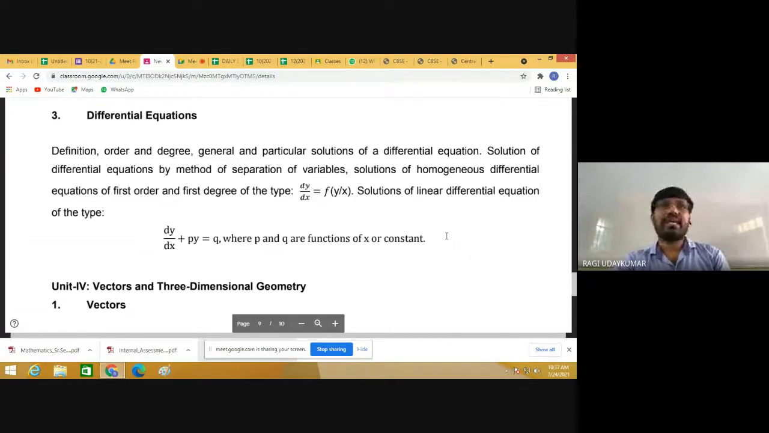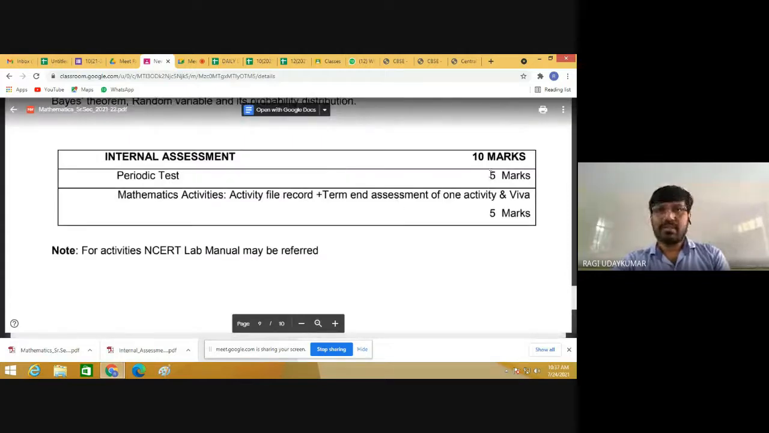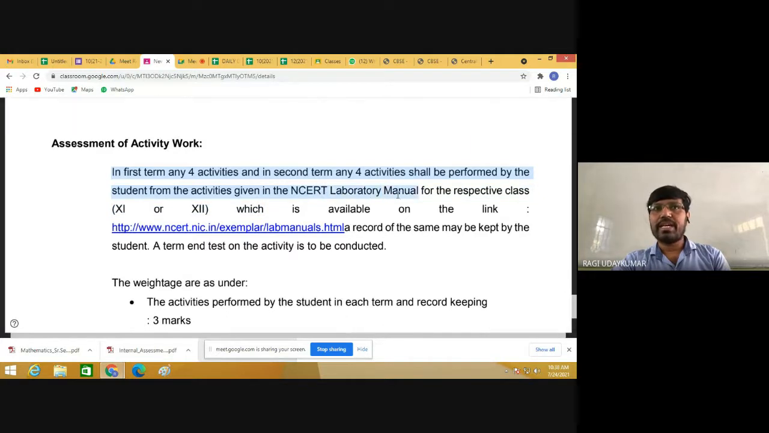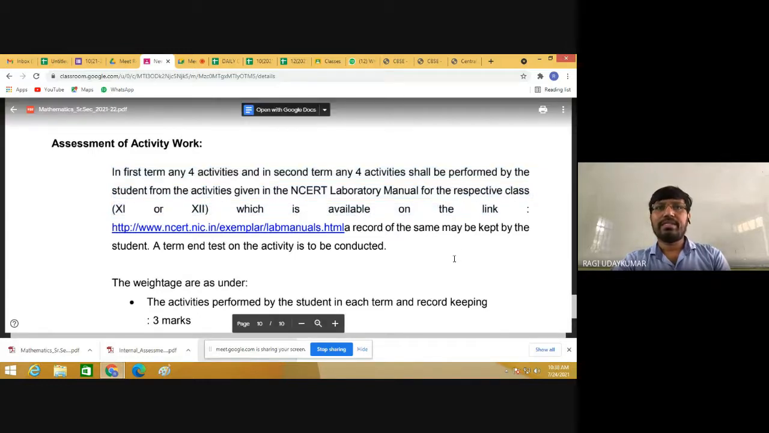So one periodic test of 5 marks will be conducted for you. So for mathematics, a periodic test will be conducted. I will announce the chapters and the periodic test timetable to you. So now, assessment of the activity work. So clearly, how to perform the activity work: in the first term, any 4 activities, and in the second term, any 4 activities shall be performed by the student from the activities given in the NCERT laboratory manual for the respective classes 11th and 12th, which is available on the link. So here, one link is given to you.